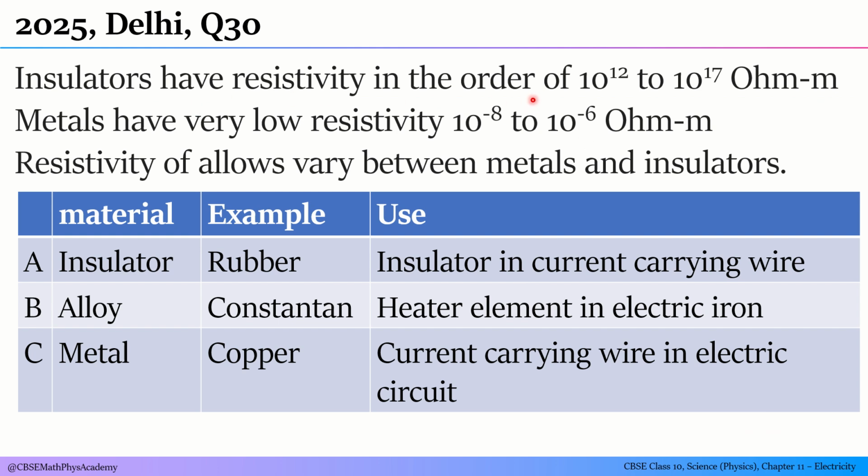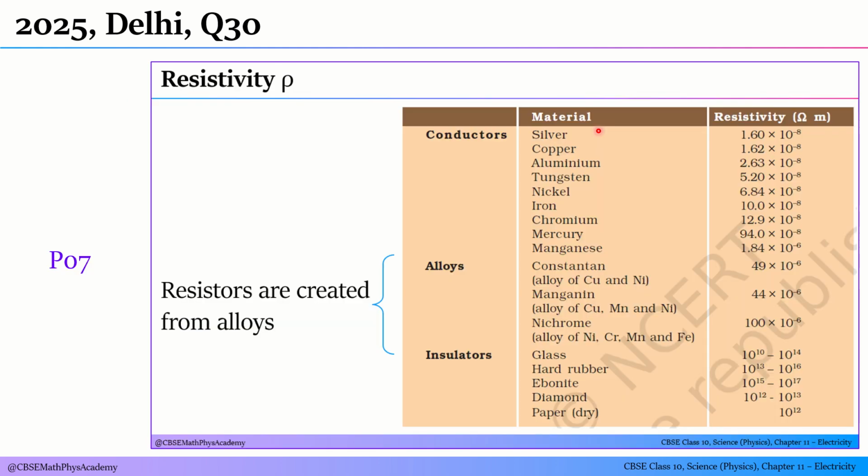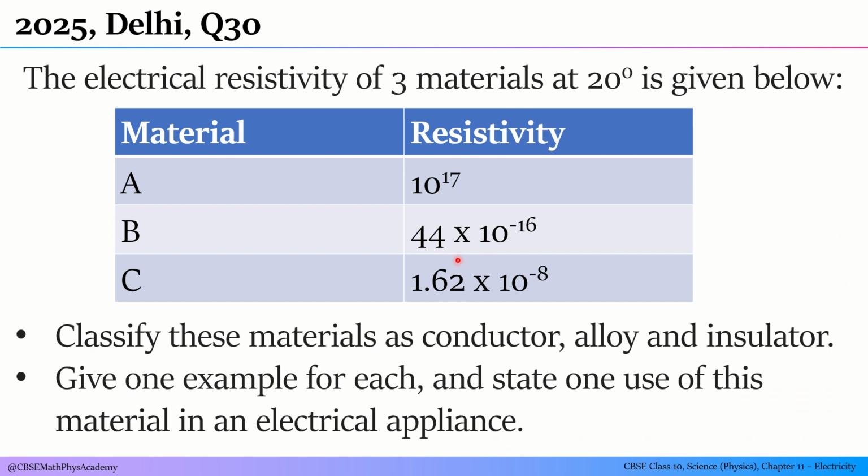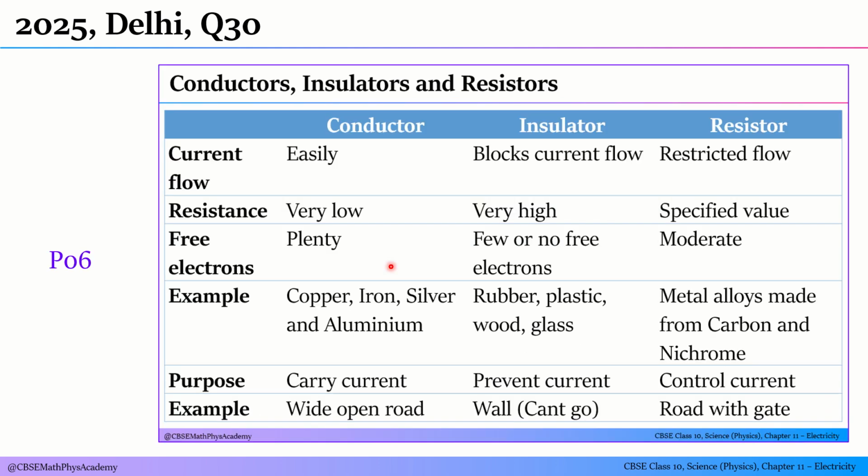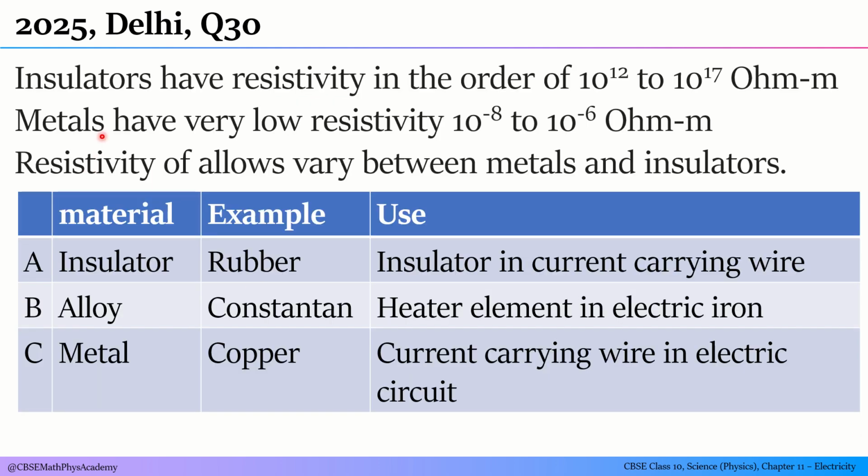So insulators have a very high resistivity, in the order of 10 power 12 to 10 power 17. So the item A is an insulator because it has 10 power 18. Because of this high resistivity, insulators are not able to conduct electricity. Then metals have very low resistivity, in the order of 10 power minus 8 to 10 power minus 6. So the C, whatever was given as C, classifies as a conductor or a metal.